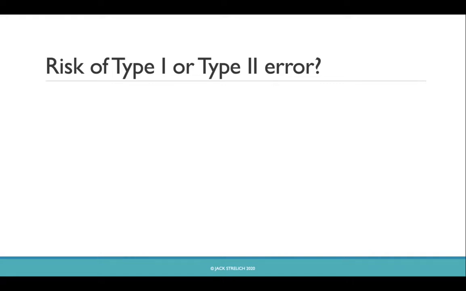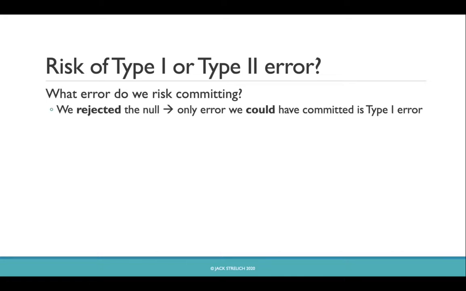So, let's talk a little bit more about our risk of type 1 and type 2 error. In this instance, which type of error did we run the risk of committing? Well, remember that we rejected the null, which means the only error we could have committed is a type 1 error. In other words, rejecting the null when we actually should not have rejected the null.